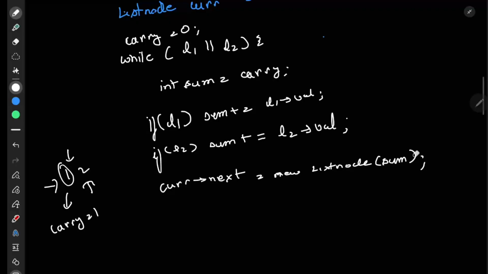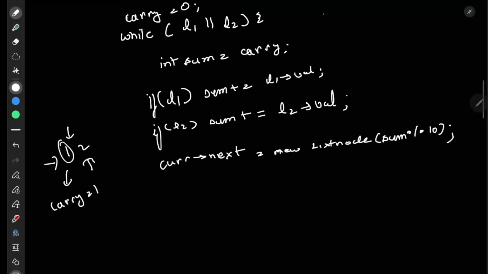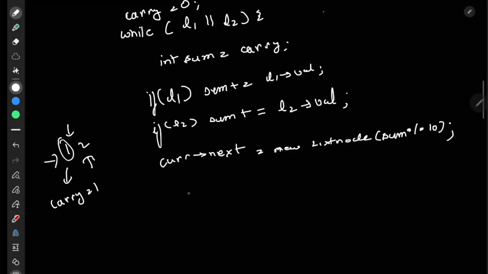node's value. So instead, what we can do here is, instead of putting sum in the list node, we can put sum modulo 10, which will actually give us the last digit in the number. And later on, to get the carry, we can just simply put carry equals sum divided by 10.